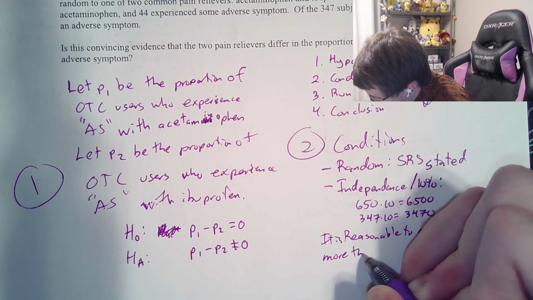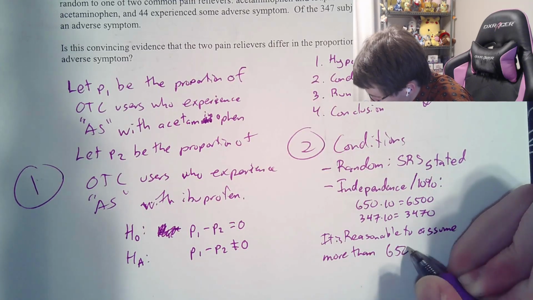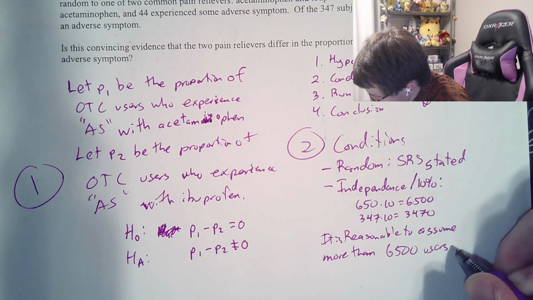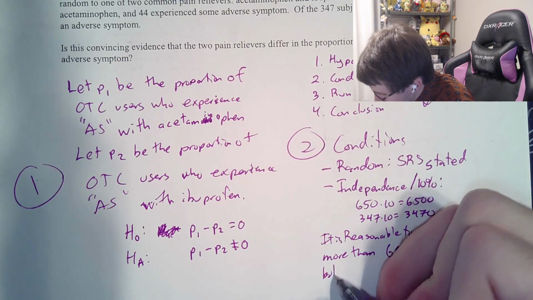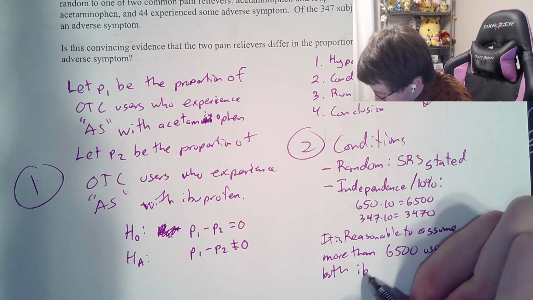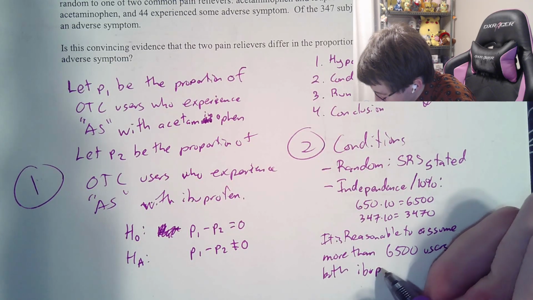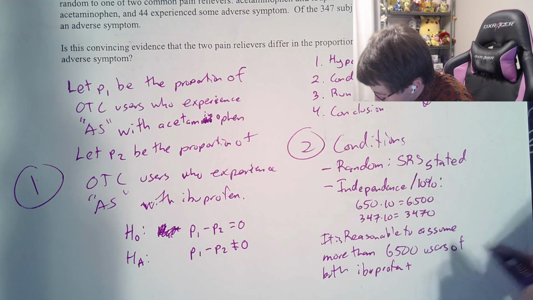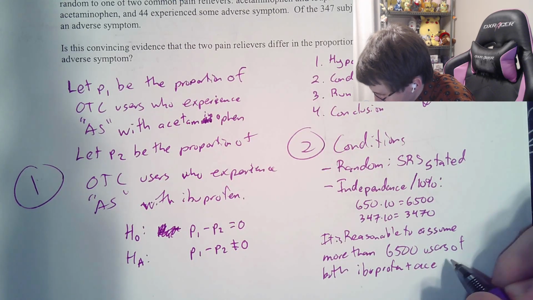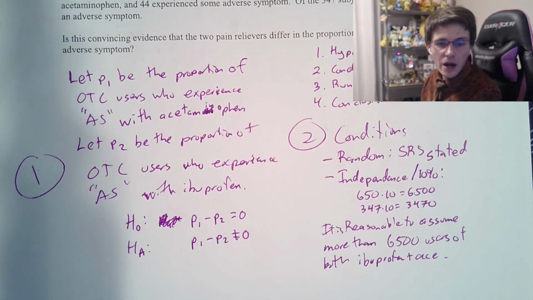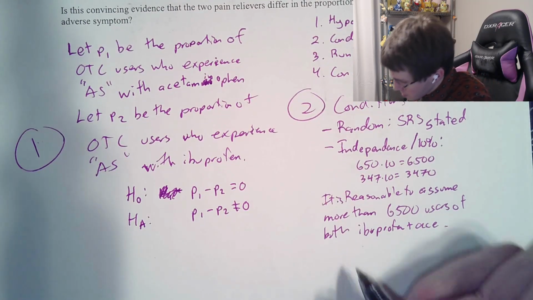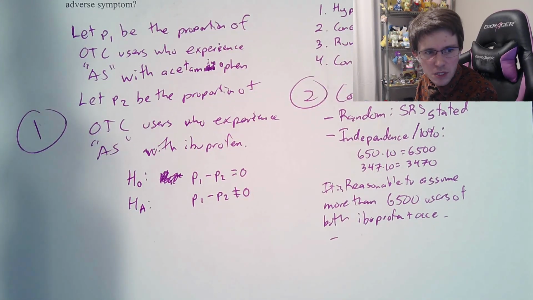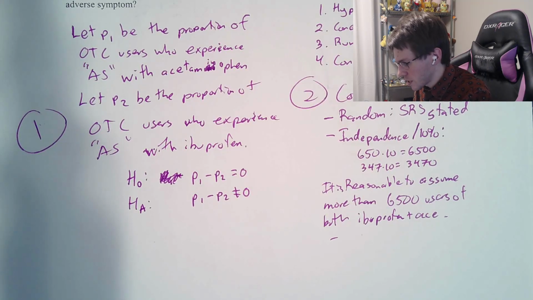more than 6,500 users of both ibuprofen and acetaminophen. I'm just going to write ACE. If you want to write the entire acetaminophen out, you can. I'm sure the AP test graders would agree that it's just a lot of writing there.